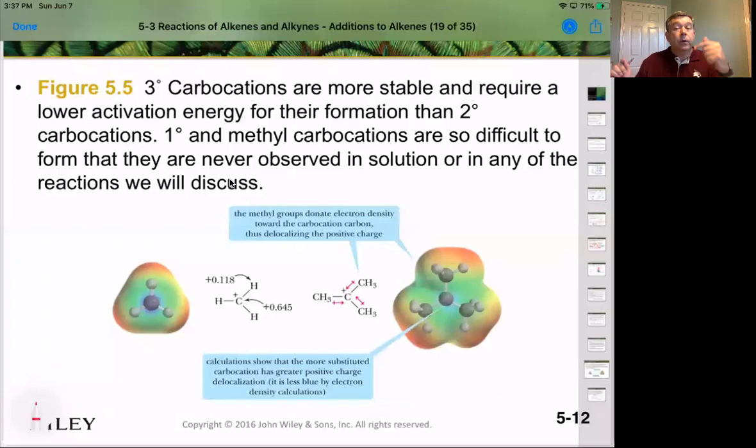Now, if you only had 2, you can only pull in from 2. If you only have 1, you can only pull in from 1. So the methyl cation is the least stable because it has no carbons to draw from. The primary is next most stable because it has 1, but it also has 2 hydrogens bonded to it. Then there's the secondary, which has 2 carbons to pull from, and tertiary, the most stable, has 3 carbons to try to stabilize that charge.